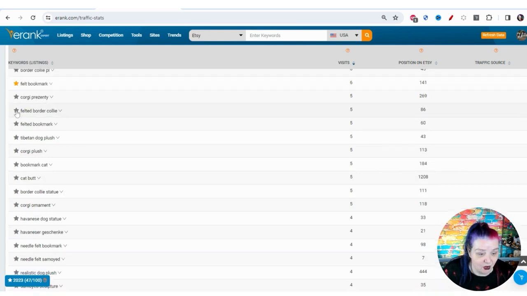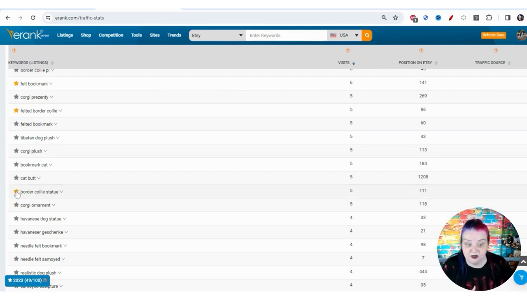So what looks good? There's a lot. I saw felt border collie, felted border collie plush. So although the word border collie by itself isn't great, potentially it hasn't been great for me, potentially I could be getting, yeah, here we go, border collie statue. So people are looking for border collies, but they're looking for more long tail keywords. That is interesting. Felted bookmark. So these are all absolutely interesting things.